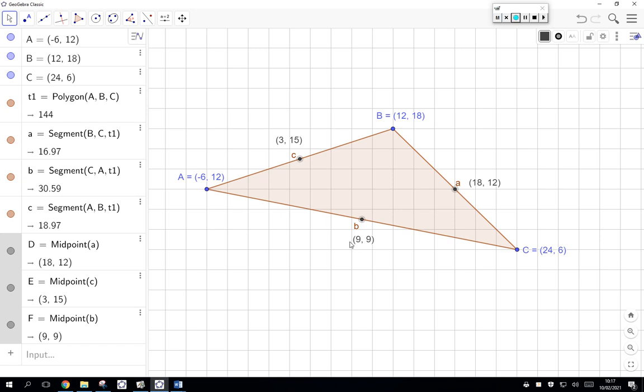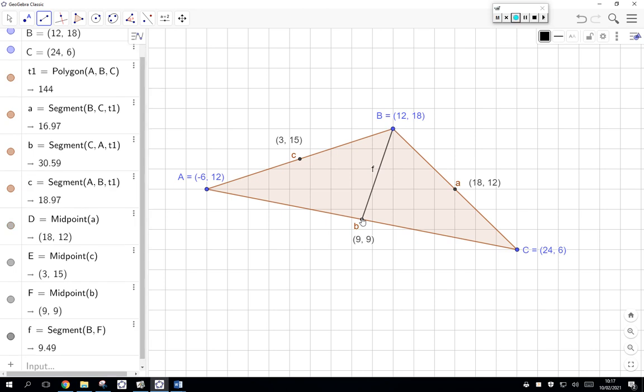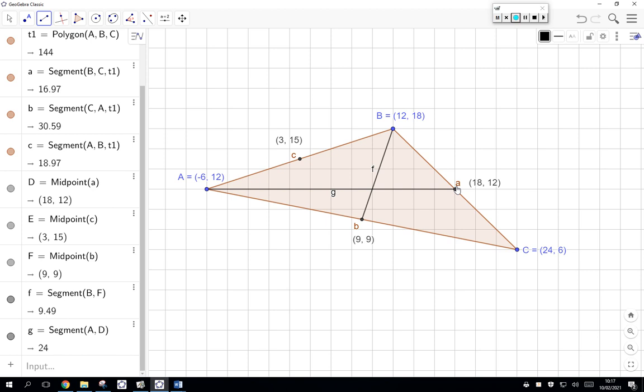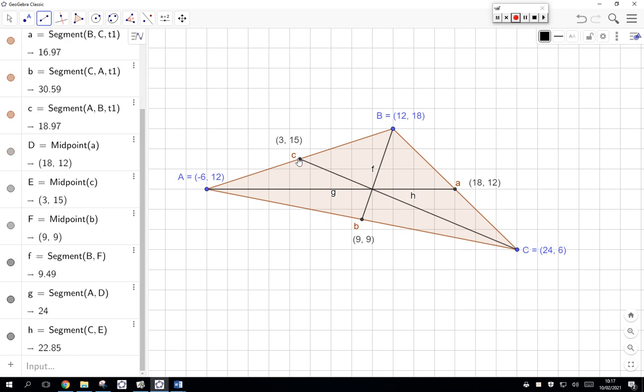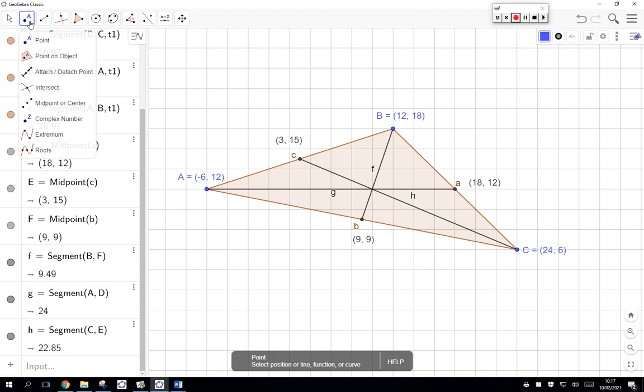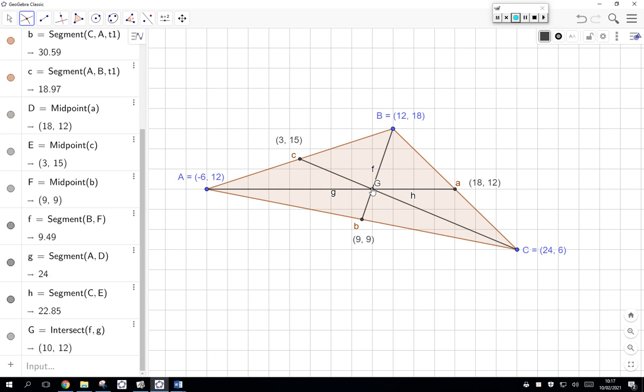I'm just going to draw in the median, which is the segment connecting there to there. Okay, that's my segment. And you could find the equation of the line passing through those points containing that segment very easily. Okay, I'm going to draw in the two other medians of this triangle, and you'll see that they all intersect in the same point. That point there is called the centroid. And the centroid here you can see is 10, 12. So that point G is the point 10, 12. I can see that using GeoGebra.